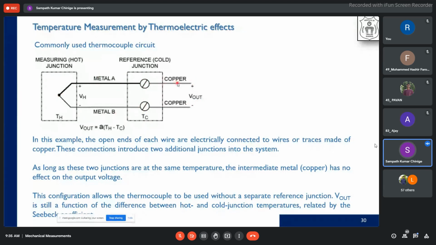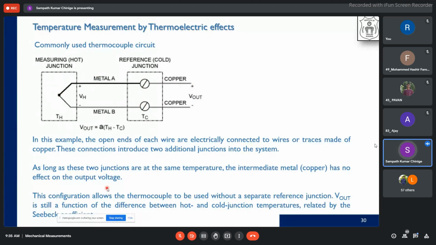Okay, so that is what I have mentioned. As long as these two junctions are at the same temperature, the intermediate metal, copper, has no effect on the output. This configuration allows the thermocouple to be used with a separate reference junction. Therefore, it helps us to use that as a separate reference junction.